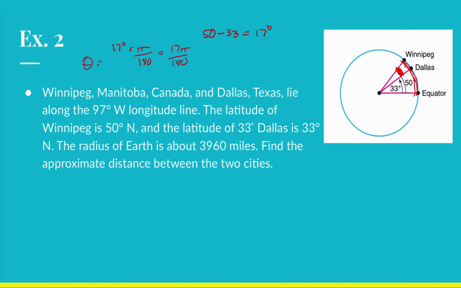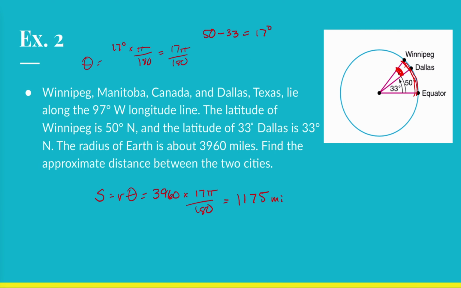And then our arc length is just r theta, which is 3,960 times 17 pi over 180, which is, to the nearest mile, 1,175 miles.